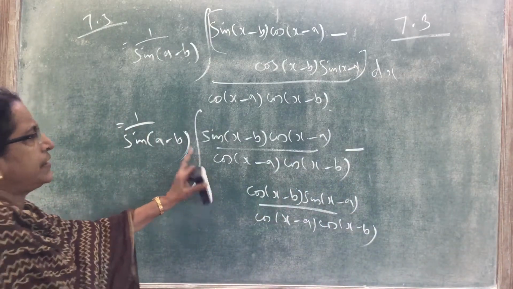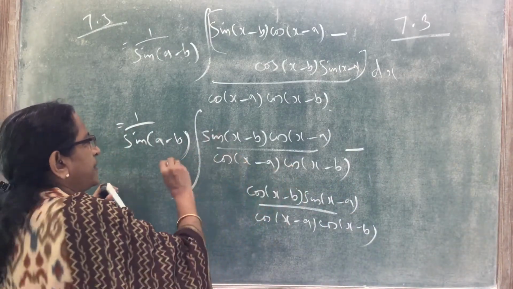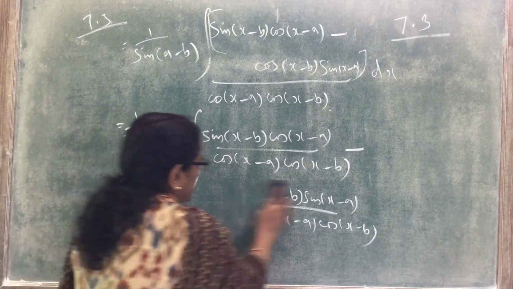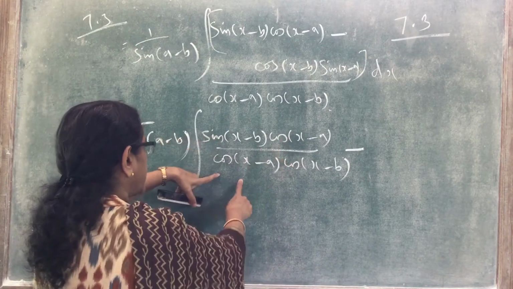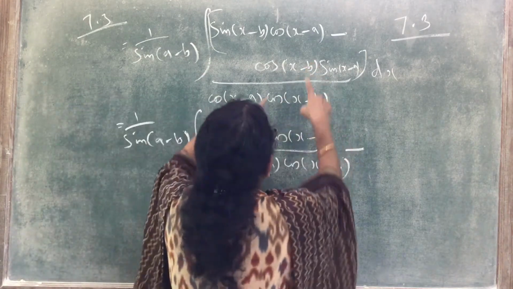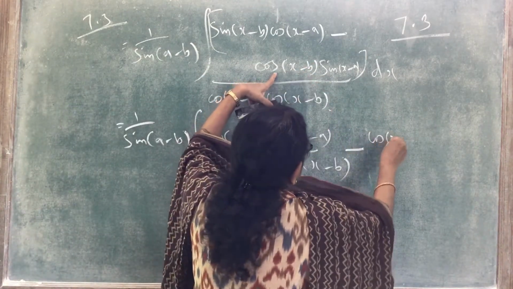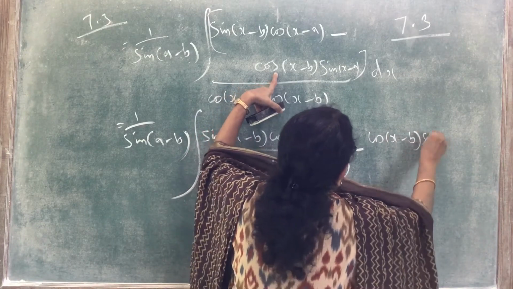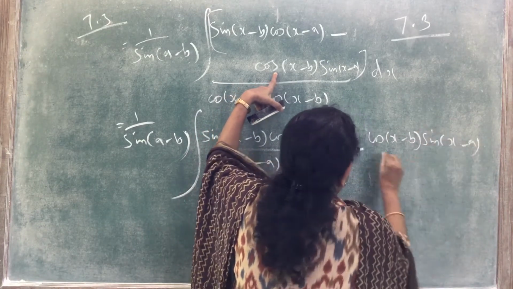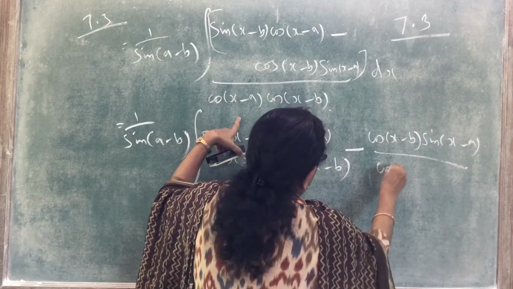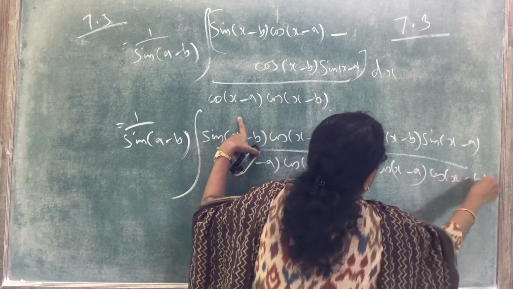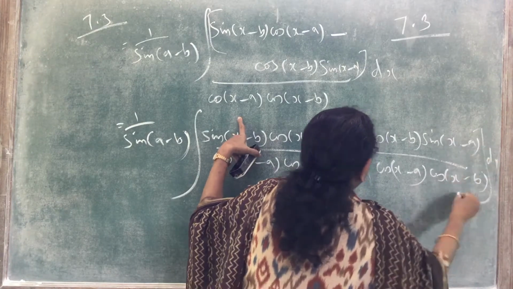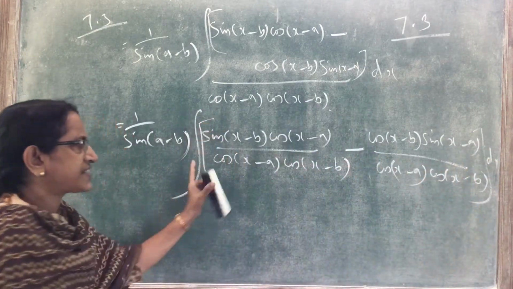So these are the two terms. We write sin(x minus B) cos(x minus A) by cos(x minus A) cos(x minus B), minus cos(x minus B) sin(x minus A) divided by cos(x minus A) cos(x minus B) dx. These are the two terms.